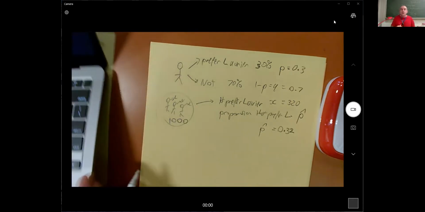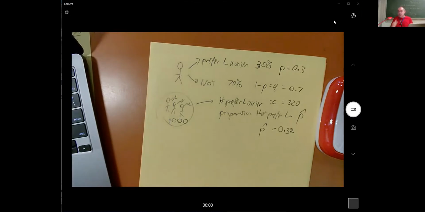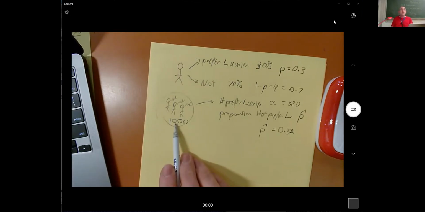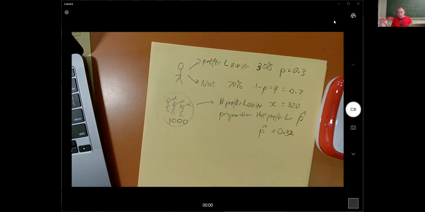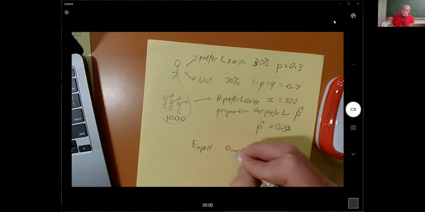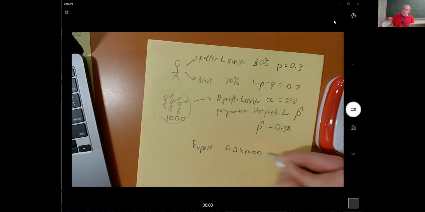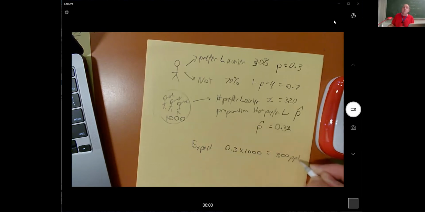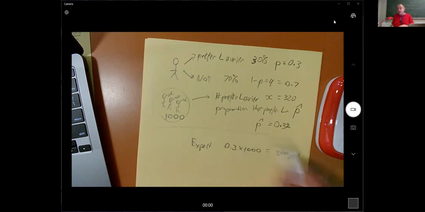Okay. So if I wrote down all the possibilities for how many people in this 1,000 people would prefer Laurier, it could be anything from 0 to 1,000 people. On average, it's going to be 300, because 30% of them is what we'd expect. So we'd expect 30% of the 1,000, which is 300 people, to prefer Laurier. That's what we'd expect. You don't need this in your calculation, but that's just what I'm thinking about, right?